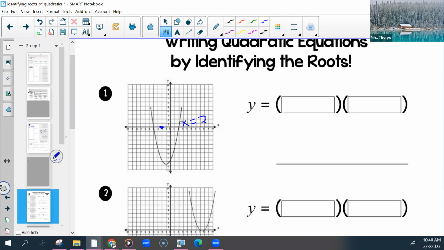At -2, is that a solution? It is negative, it's not 2. So I think it's -4. When we find our solutions, they are exactly what they say. But when we write them in factor form, we always write the opposite. So instead of -4, it would be x plus 4. Instead of +2, it would be x minus 2.